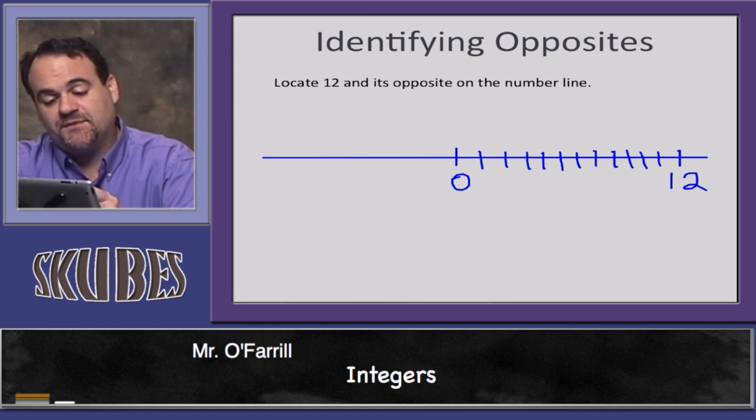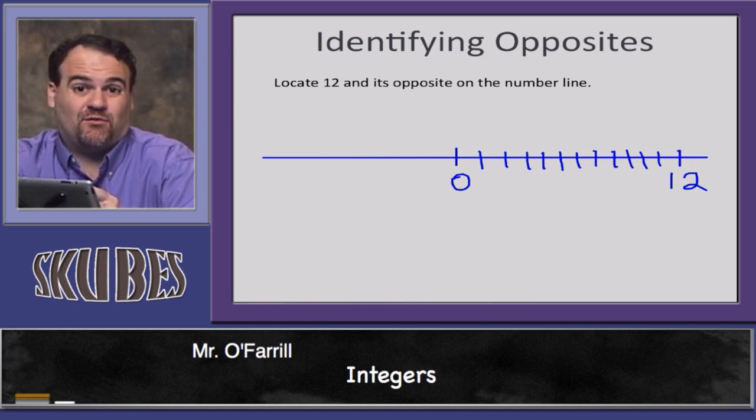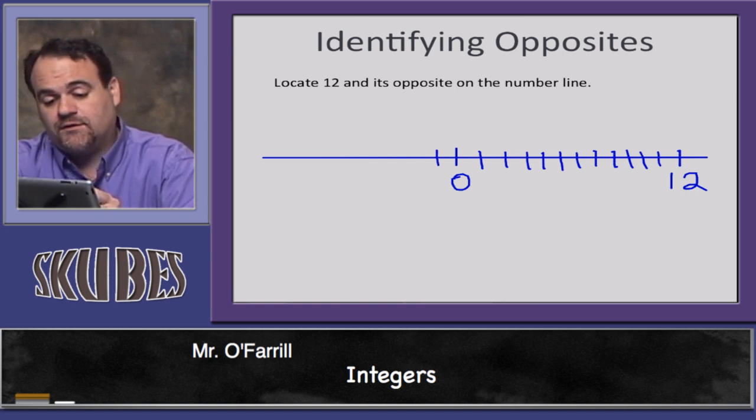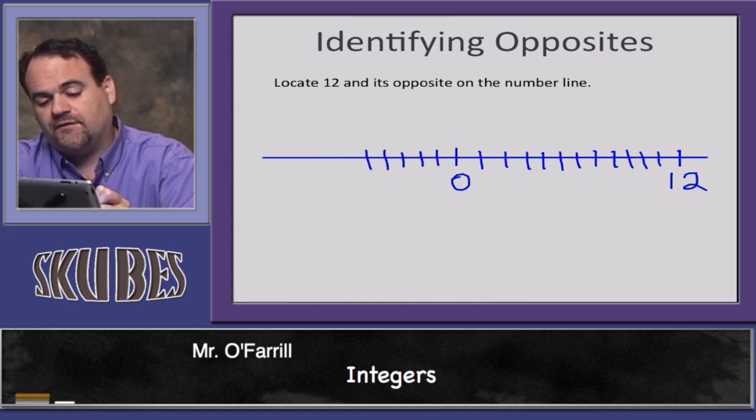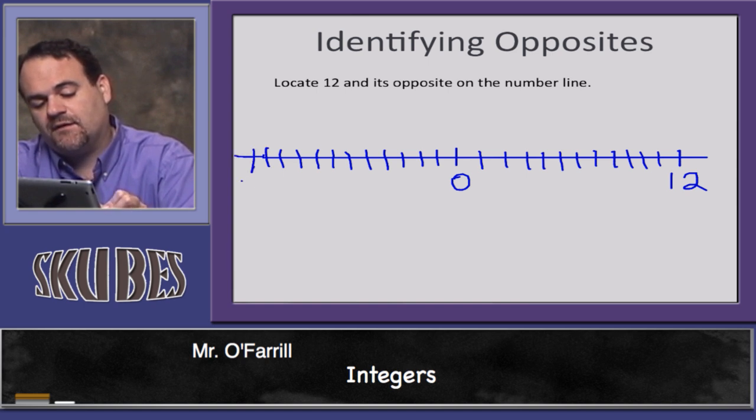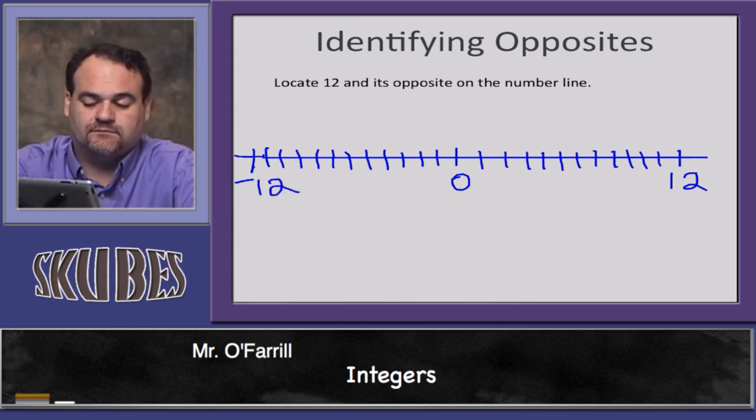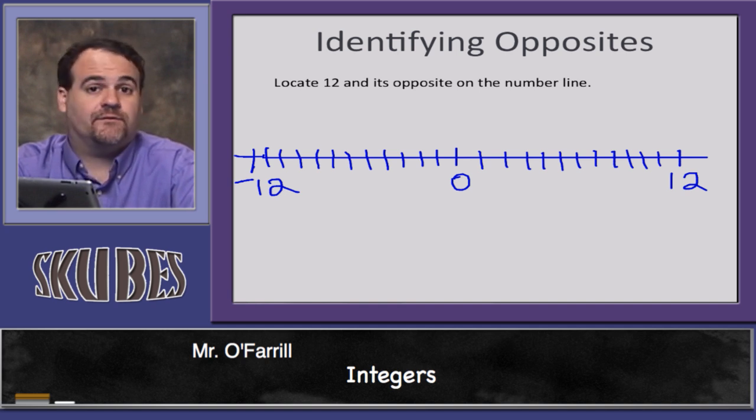But to the left, the opposite, same thing. It's 12, but the opposite. 1, 2, 3, 4, 5, 6, 7, 8, 9, 10, 11, 12. Need a little bit more space there. And this is -12. +12, -12. There you go. Simple as that.